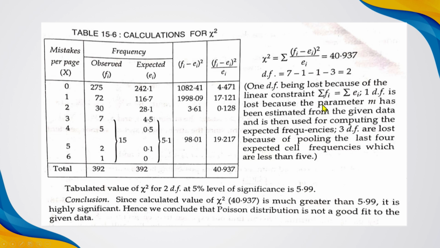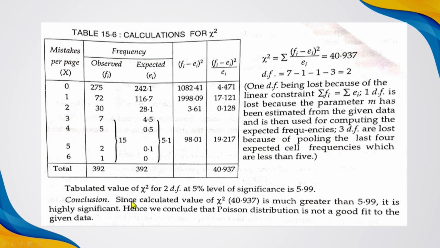With these degrees of freedom, you can go for the tabulated value of chi-square for 2 degrees of freedom at 5% level of significance. As I mentioned, the level of significance by default goes with 0.05 or 0.01. Here you went with the 5% level of significance, and you got the table value as 5.99. Now we need to conclude.